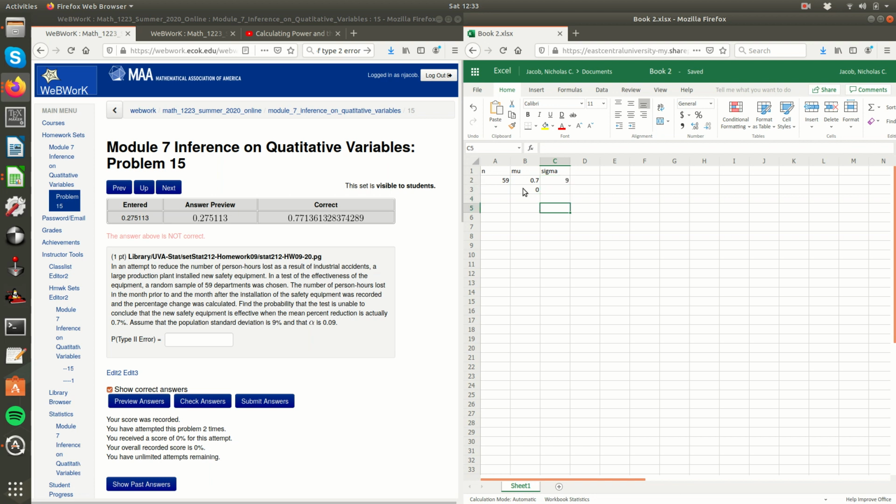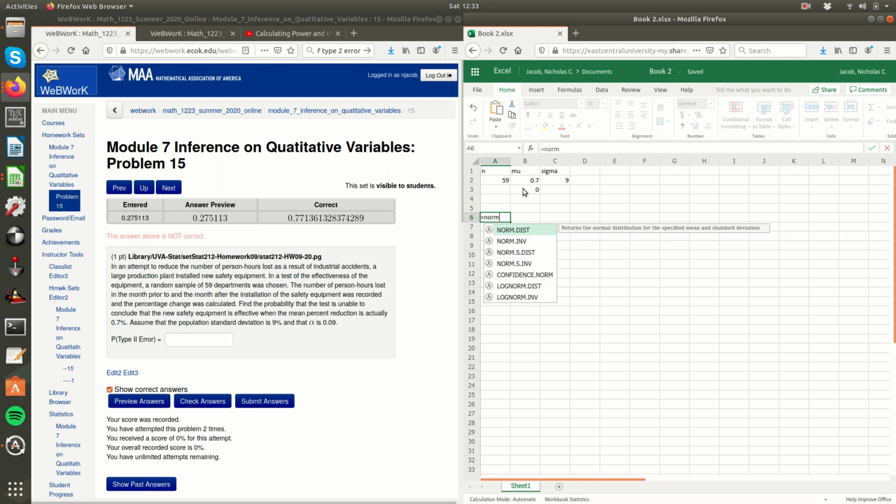I also have the sigma here that was given to me as a population value. Okay, so the first thing I'm going to do here is take the alpha and convert that into a z star. To convert the alpha into a z star, we use norm dot inverse, and we give it the probability. For this one, I want 0.91, and a mean. Oh, and I'm going to go ahead and not compute a z star, but I'm going to compute an x star. So I'm going to tell it that the mean is 0, but the standard deviation was 9. My standard deviation here is 9, right?